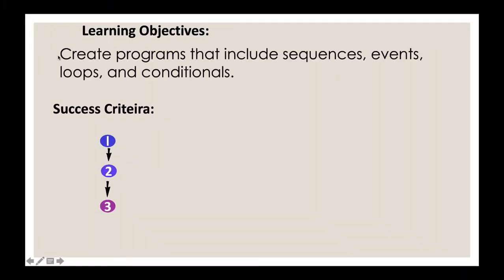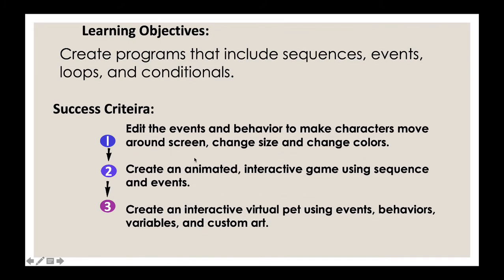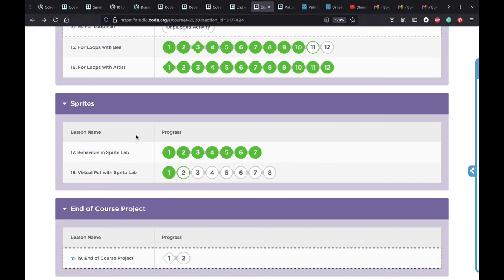Our objective for today, guys, is to create programs that include sequences, events, loops, and conditionals. Success criteria number 1: edit events and behavior to make characters move around the screen, change size, and change color. We did this on the previous lesson as well. Today we're going to create an animated interactive game using sequence and events. Then in the end we create an interactive virtual pet using events, behavior, variables, and custom art. How can we do this? Let's start.